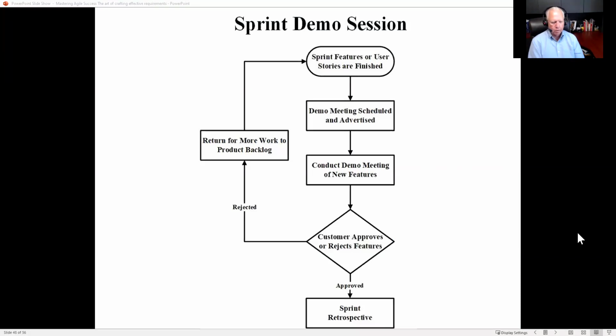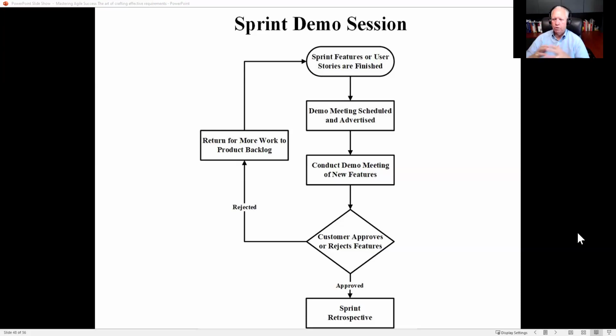So your sprint demo, which is such a big piece of verifying and validating that the requirement I understood at the beginning of these 4 weeks is what we have produced. And so let me just walk you through this from a process standpoint. Even though Agile is very loosey-goosey, this still has certain steps that you're trying to connect. So the sprint features or user stories are finished. The demo meeting is scheduled and advertised, and you conduct the demo meeting of the new features.